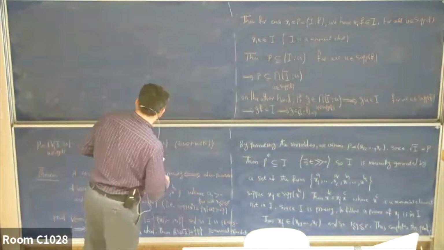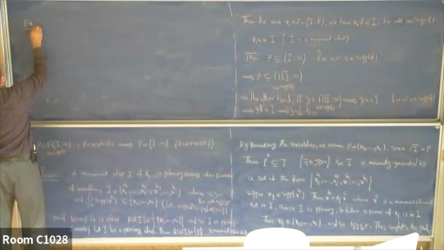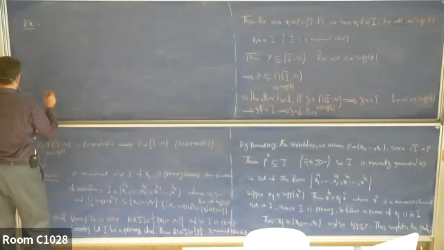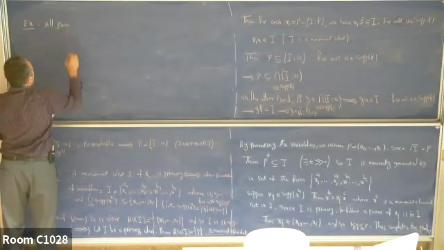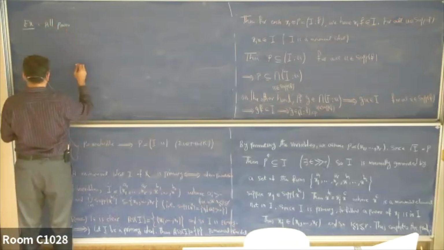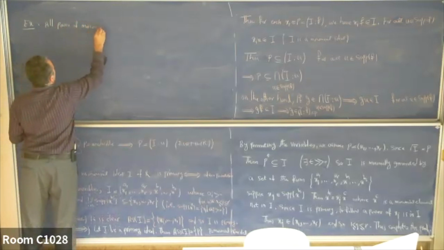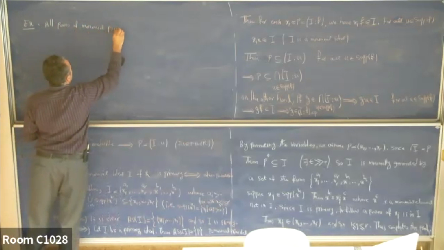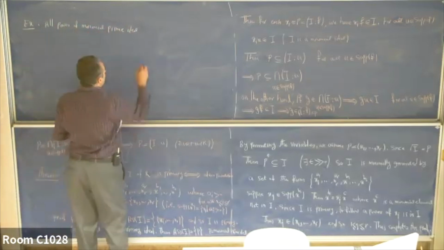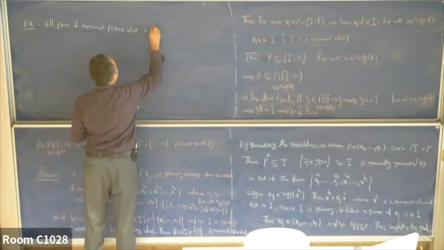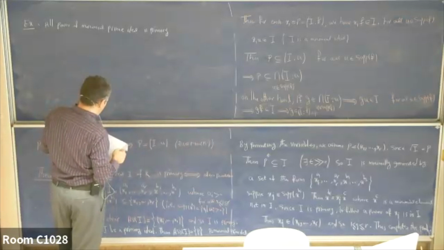This theorem tells us every power of a monomial prime ideal is primary. All powers of a monomial prime ideal are primary, but this in general is not true.